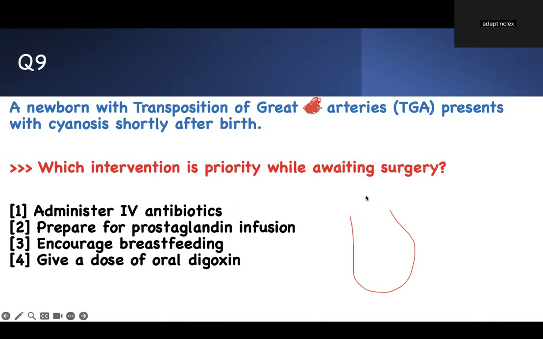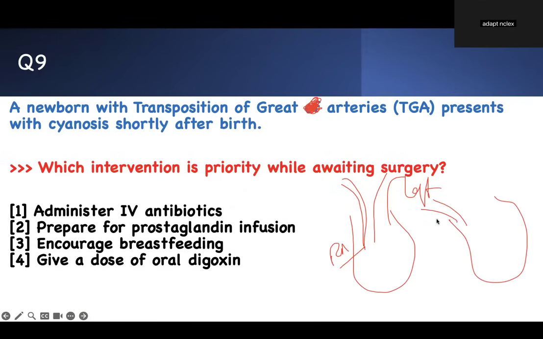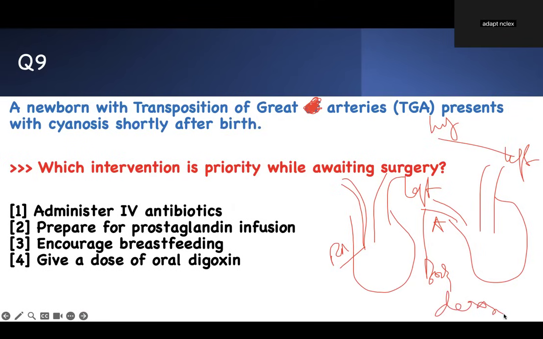There's 2 great arteries. Normally, the pulmonary artery is on the right side and the aorta is on the left side. When there is transposition, you have the aorta coming to the right side and the pulmonary artery going to the left side. Pulmonary artery, what does it do? It sends blood to the lung. The aorta sends blood to the rest of the body. Therefore, if the aorta now is on the right side, it's sending deoxygenated blood. There's no oxygen in that blood going to your body.